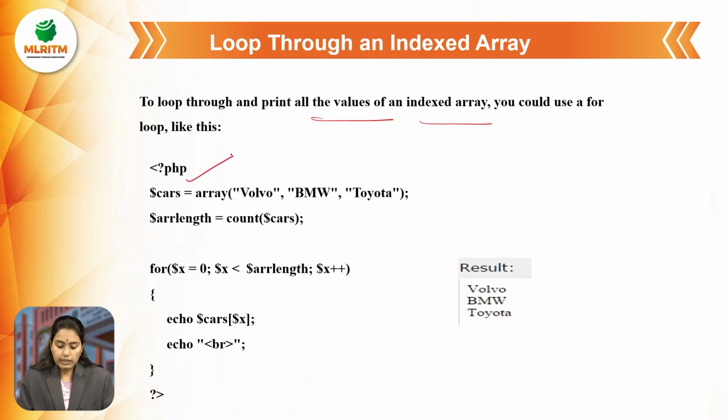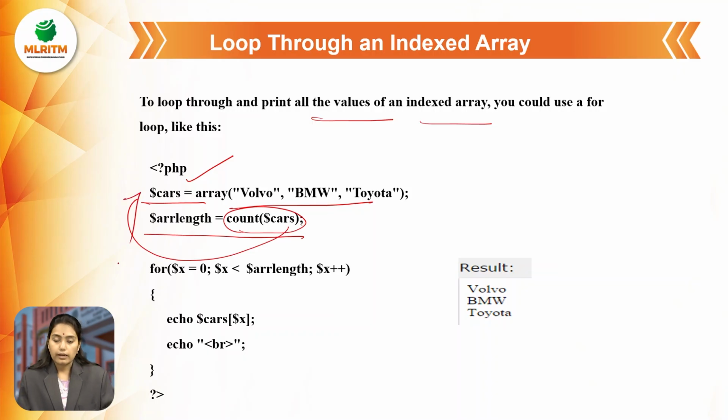So we are declaring the PHP and we are creating an array. Here we need the array length, because to loop up to the last number we have to know the array length. So $arrayLength equal to count of our array. For that we have created $x equal to 0 and $x should be less than the array length. Suppose the count of cars is 3, then the value should be less than 3, and it increments: first one, second one, third one. For that this increment will be there.